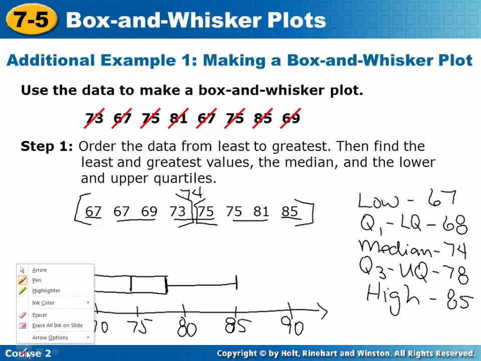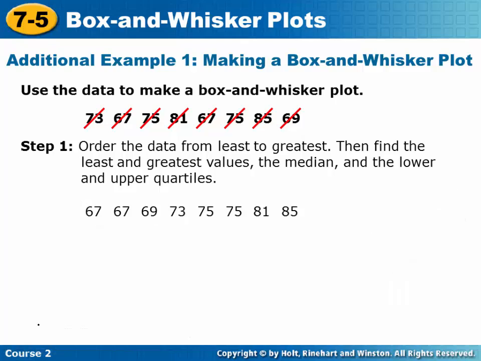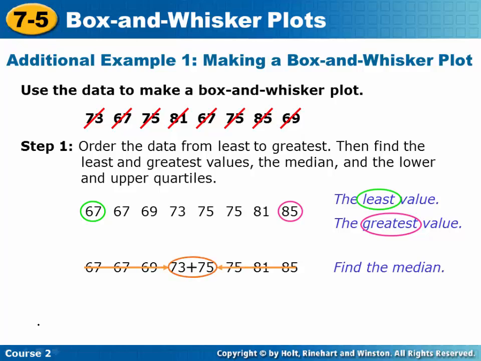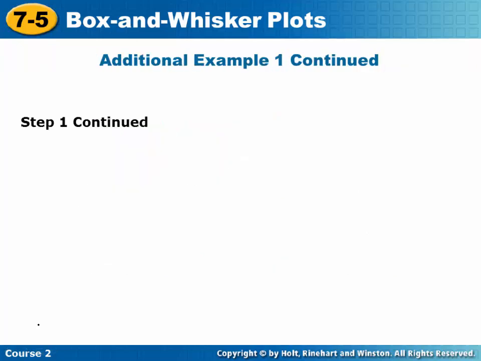Okay. Now, let's see what they did. See if they did the same thing that we did. First thing, once they put the data in order, they had to find their low value, 67. Had to find the high value of 85. Then they had to find the median. So they took the data, found the 2 in the middle, added them up and divided by 2, and came up with the same number we did, 74.